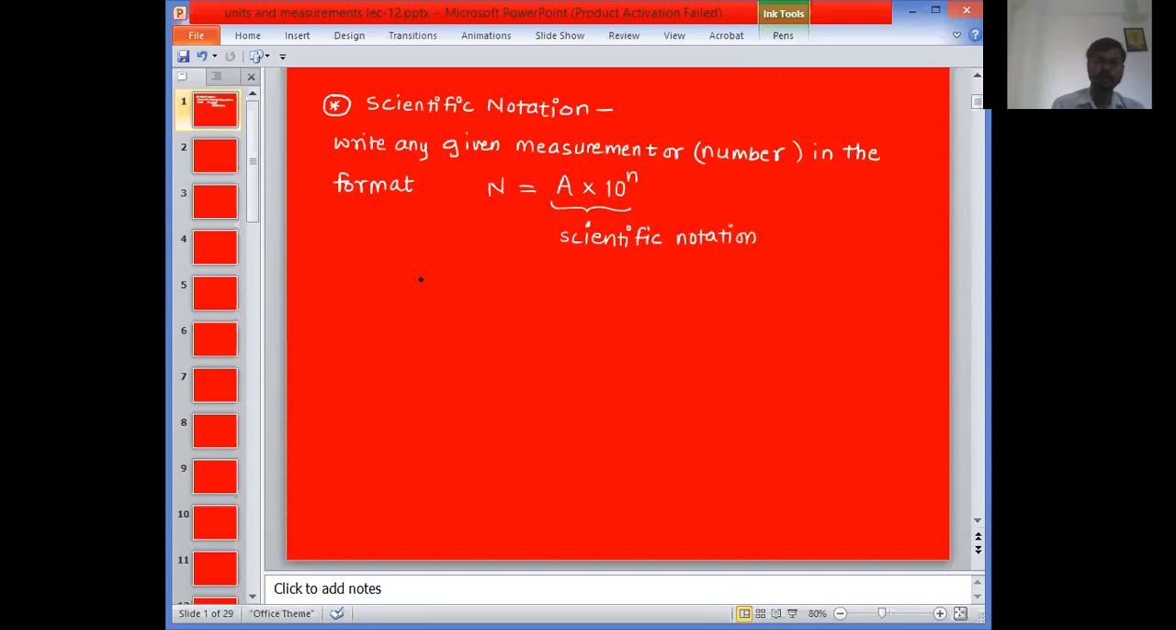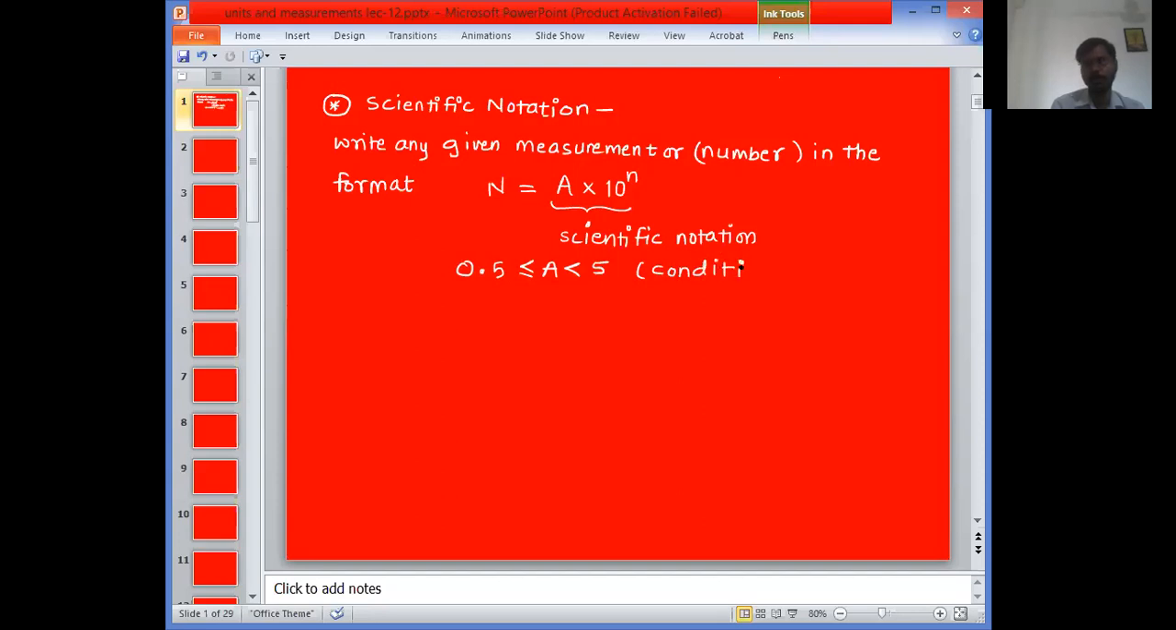In this scientific notation, the given number is capital N, and you are going to write that number in this format. What are the conditions to write in this format? Let me write. This value a should be in between 0.5, less than or equal to a, and less than 5. This condition you have to satisfy.